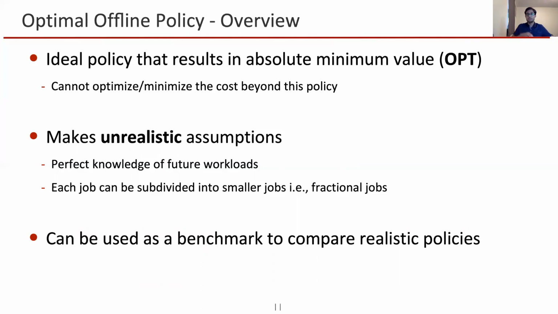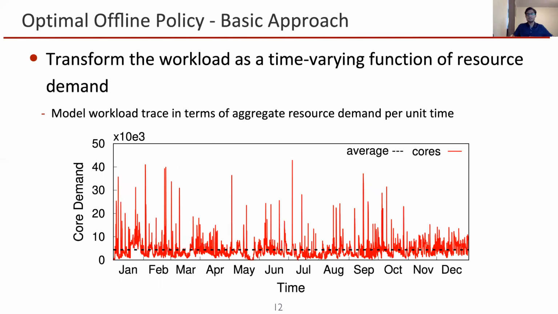And second, we assume fractional supply and demand. That is, we assume that we can buy compute resources in terms of unit resources, where it can be CPU or memory, and at the same time each job can be subdivided into smaller jobs so that we can fit onto these unit VMs as well. Hence, as a result, it is not realistic and can only be used as a benchmark to compare more realistic policies. First, let's talk about the basic approach or intuition behind the optimal offline policy.